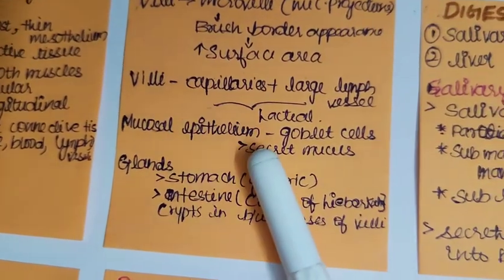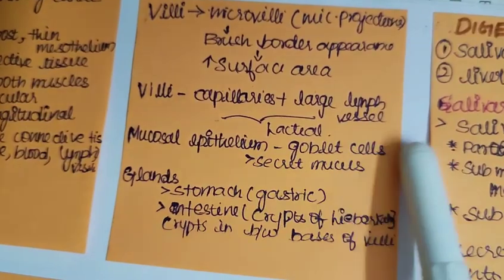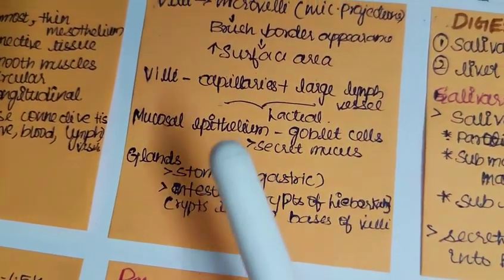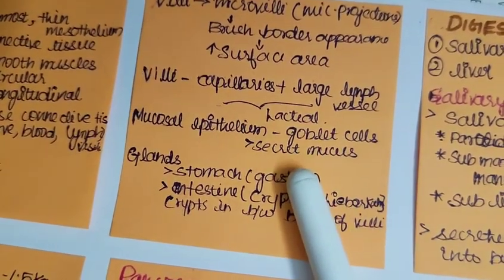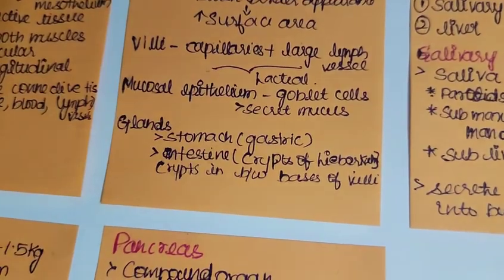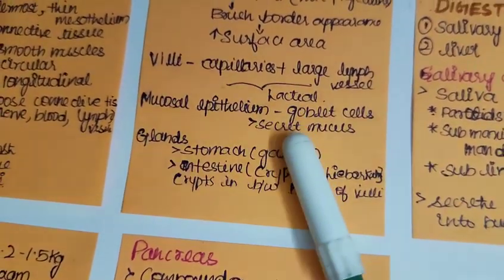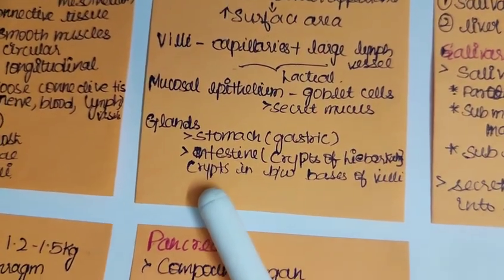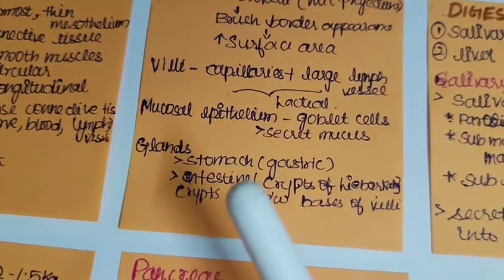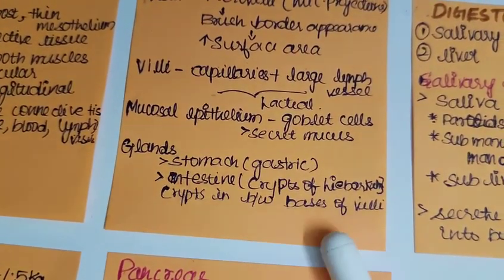The villi are provided with capillaries and large lymph vessels. These together are called lacteal. The mucosal epithelium also has goblet cells which secrete mucus. The mucus helps in lubricating the food, which we will talk about later. In the mucosal layer we also have glands in some parts: in the stomach we have gastric glands, and in the intestine it forms crypts of Lieberkuhn. The crypts are between the bases of villi.